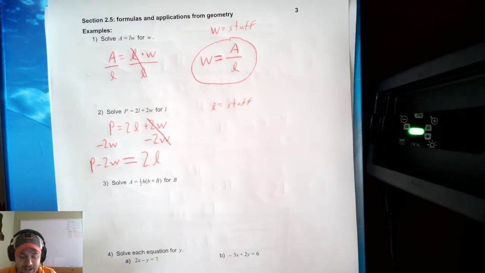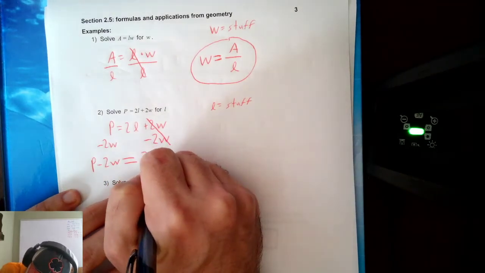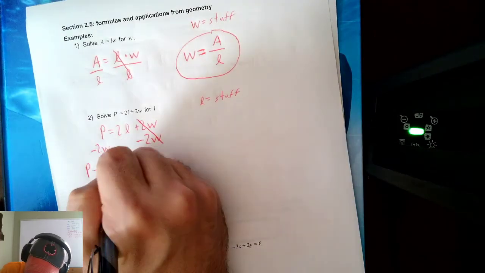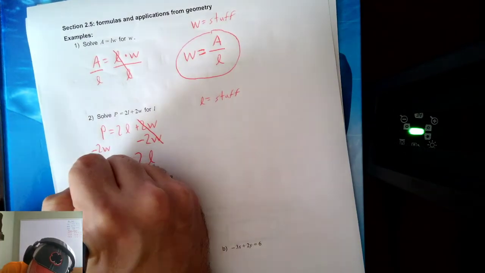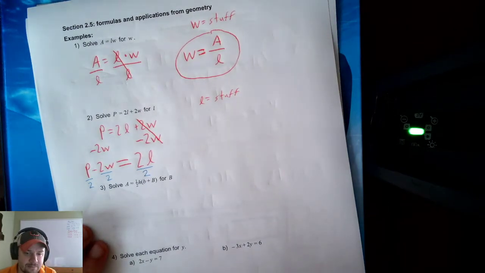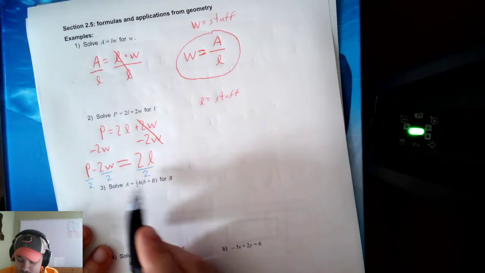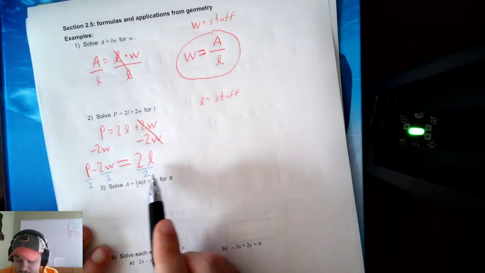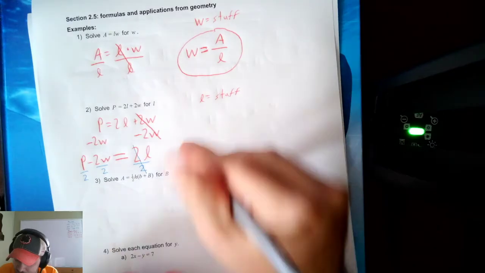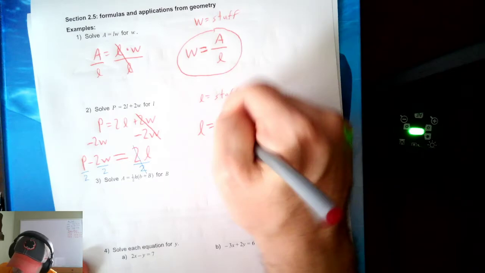Now I'm nearly done. I have to get rid of this 2. To get rid of the 2, I need to divide by 2. But I need to be careful. I divide everything by 2 because that's the division rule. You divide everything by 2 when you're dividing, so I have to divide both of these by 2, not just one of them. Here, dividing by 2 cancels out and leaves me with L equals P divided by 2.